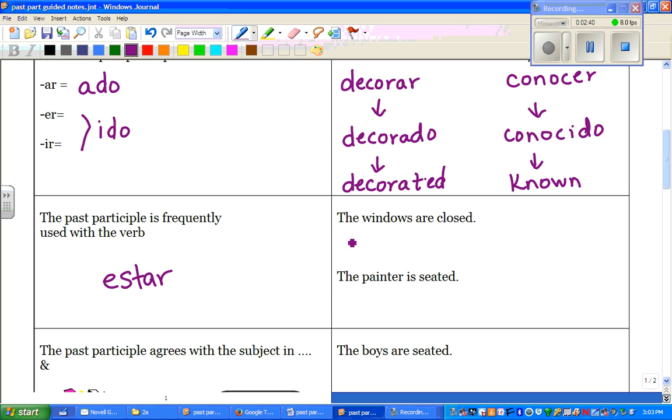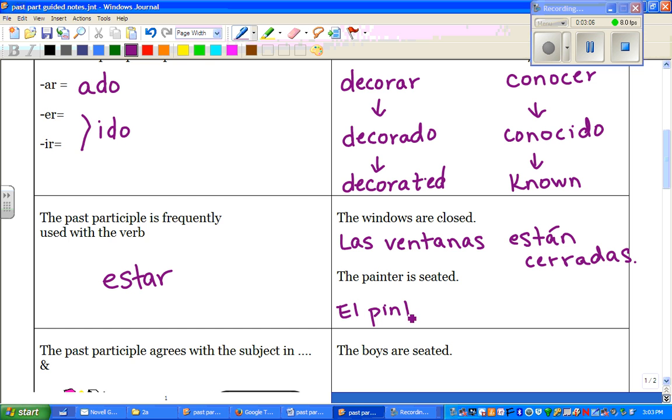So the windows are closed. How do you translate that? You say las ventanas están. What's to close? It's cerrar. So this is cerradas. The painter is seated. Okay? El pintor está sentado.